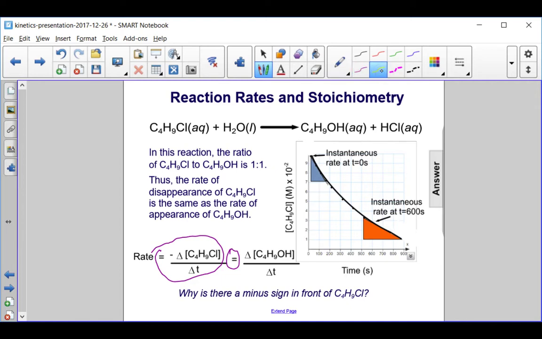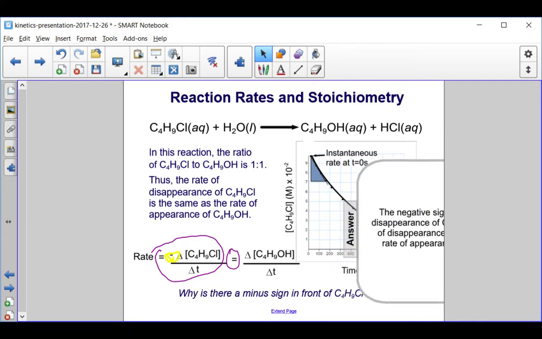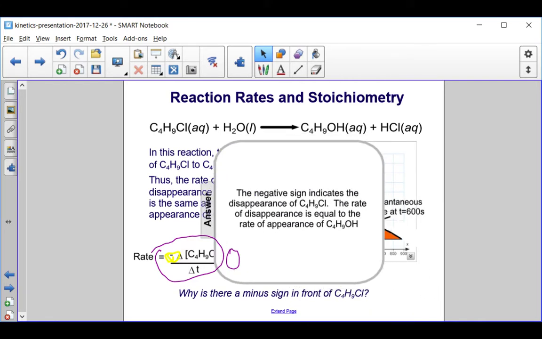Now we have this question though, why is there a minus sign here in front of the butyl chloride? Well, of course, that's because the concentration of the butyl chloride is becoming less as the butanol becomes greater. So the negative sign indicates the disappearance of butyl chloride. The rate of disappearance is equal to the rate of appearance of butanol.